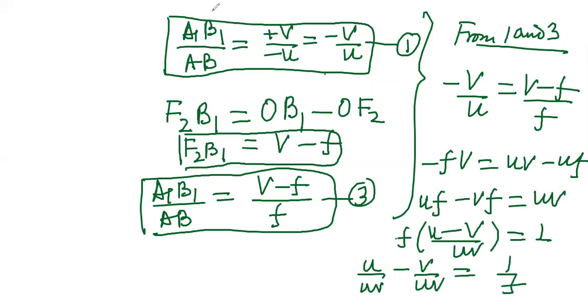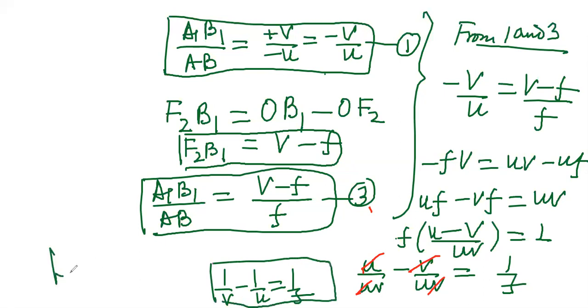If I cancel them, I can cancel U with U, and V with V. So what are we left with? We are left with 1 by V minus 1 by U is equal to 1 by F. So this is the lens formula which we have derived. Am I clear? This is the lens formula we have derived.